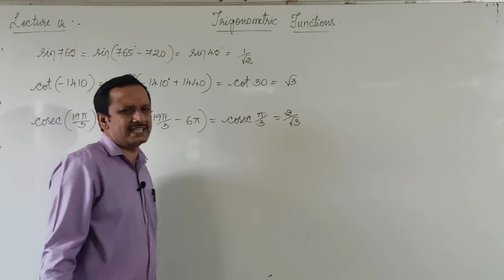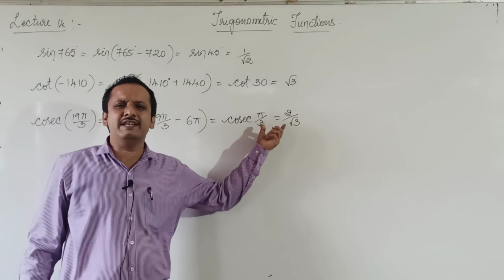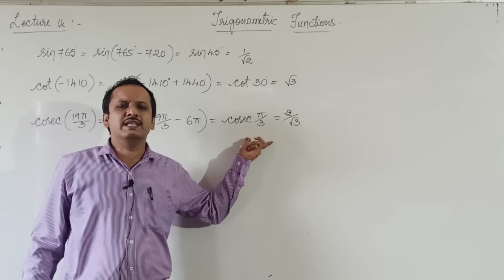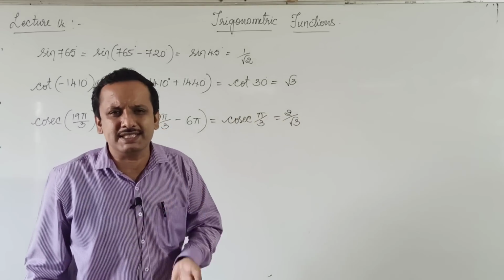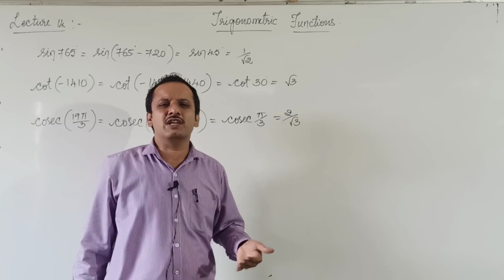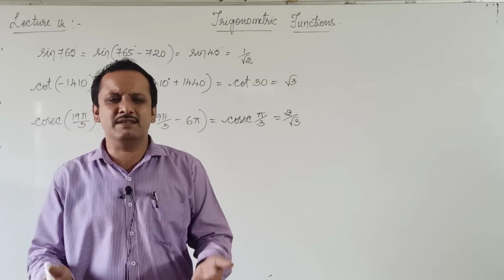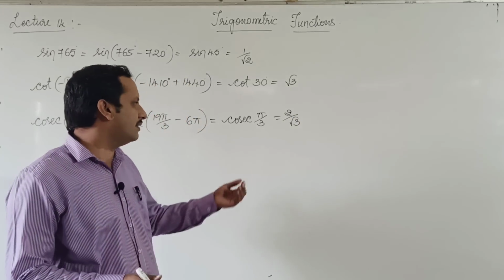Pi by 3 is 60 degree. Pi radian is equal to 180 degree, so 180 by 3 is 60 degree. Cosecant 60, if you don't know, you think of sine 60 degree. Sine 60 is equal to root 3 by 2. Therefore, cosecant 60 is its reciprocal, 2 by root 3.